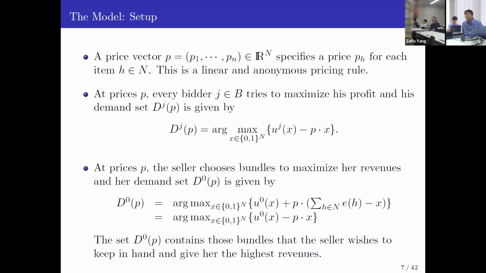Here we use a linear anonymous pricing rule. Namely, we give every item a price, and that price is the same for everyone. Then the demand set you already know, but here there's a little trick. The seller's revenue maximization is equivalent to just a demand set. Why can it be done? If you look at the formula, I use D0(p) to denote the demand set of the seller. This is what the seller tries to keep, and this is the payments for those items which have been sold.